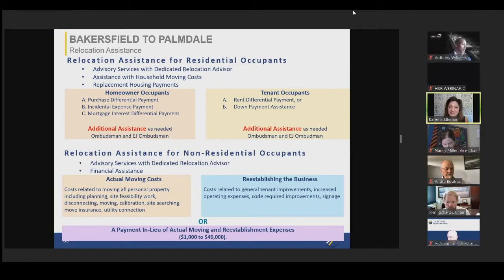So the additional assistance is, what if there's not a lot of housing available? What do we do then? How do we make sure that people have housing that they can get into and afford? Under last resort housing, under the law and regs, we will help them so that the home is affordable, so that after they relocate, low-income households don't have to pay more than 30% of their income for rent for 42 months. So it really is a great program.